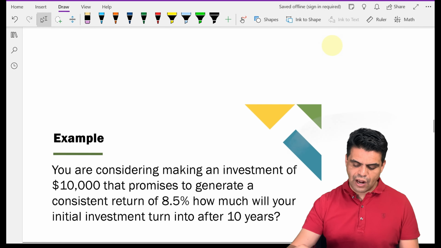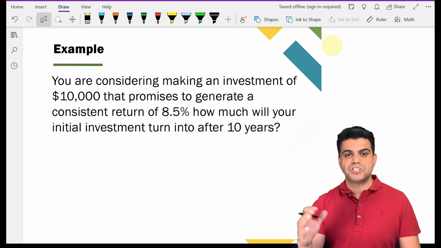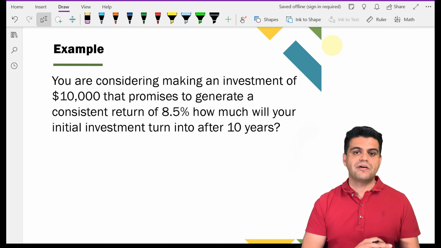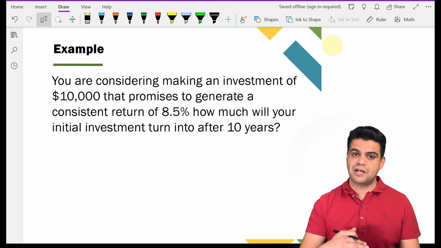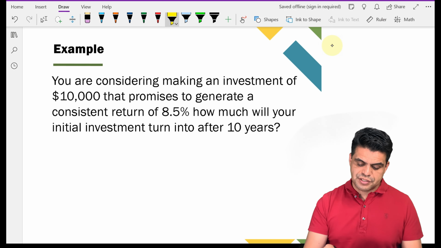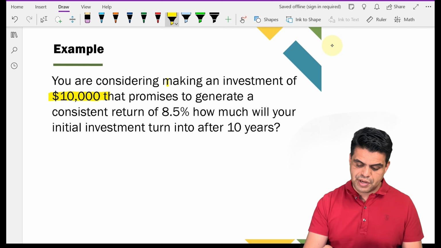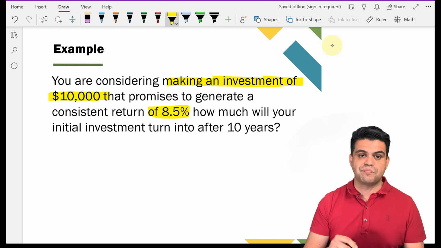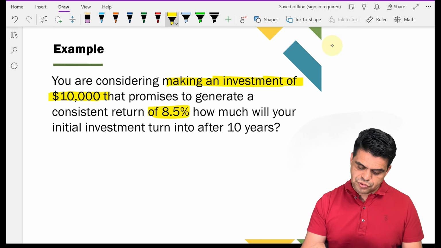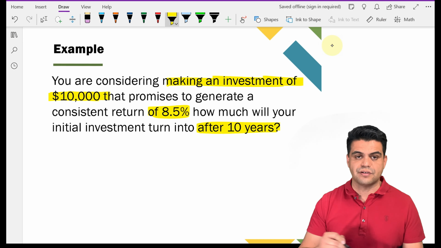Okay. Now, I've got an example here that we're going to go through and we're going to identify what should be positive and what should be negative and what our expected result should be. So let's go through this problem. You are considering an investment of $10,000, right? That promises to generate a consistent return of 8.5%. How much will your initial investment turn into after 10 years?